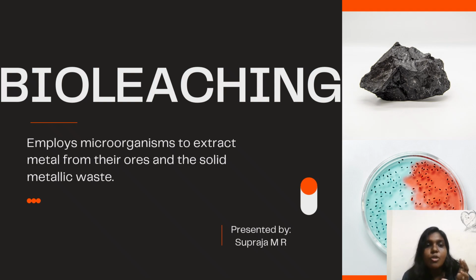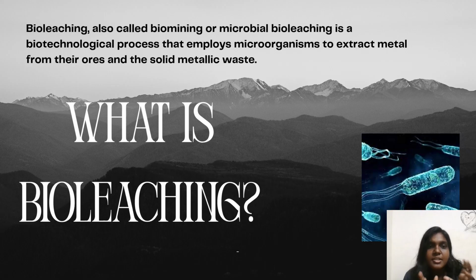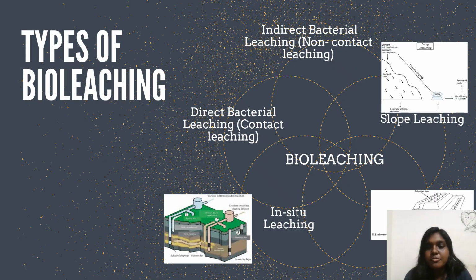So moving on to the next topic, we are going to see what is basically bioleaching. Bioleaching is also called biomining or microbial bioleaching. It is a biotechnological process that employs microorganisms to extract metals from their ores and their solid metallic waste. Various types of microorganisms are used in the extraction process, and we are going to see them one by one. Now we are going to see the types of bioleaching. So what are the types of bioleaching?